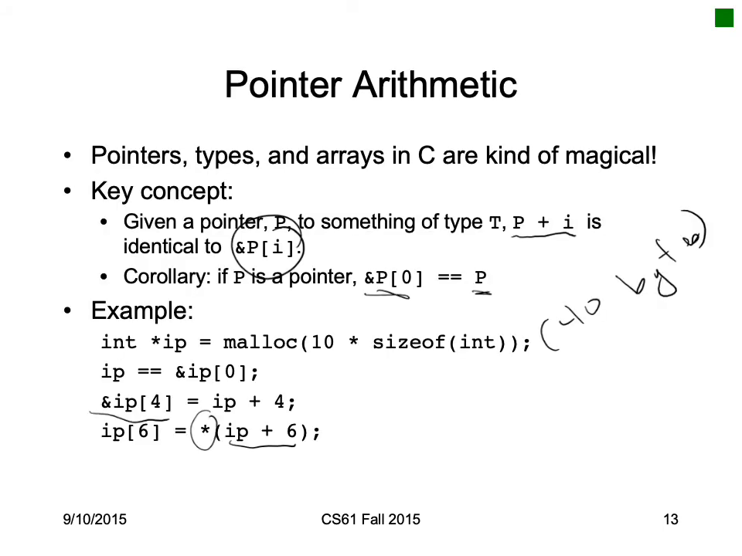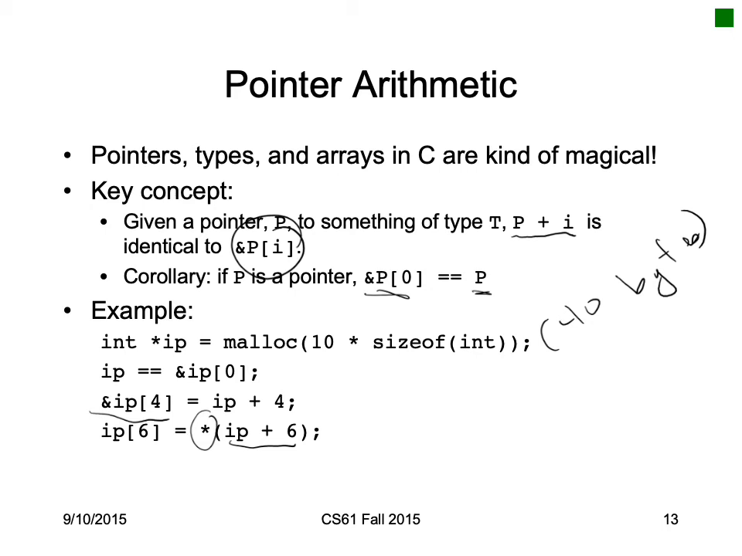Last thing I want to talk about in this presentation is pointer arithmetic, and this is something that we'll spend a lot more time on in class, but I want to have a quick review here, because in some ways the combination of pointers, types, and arrays in C is kind of magical. So the key idea is that if we have a pointer of type T, and that pointer is P, then there are 2 different ways that we can access elements in an array.